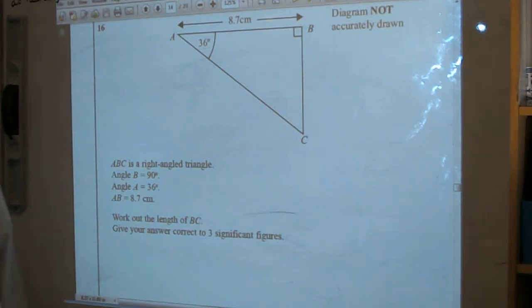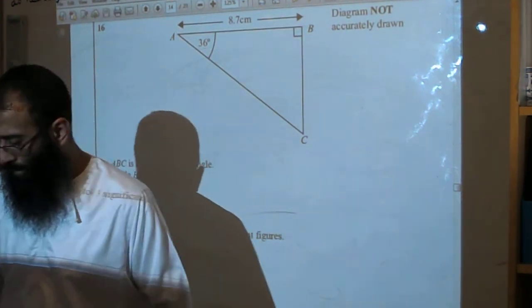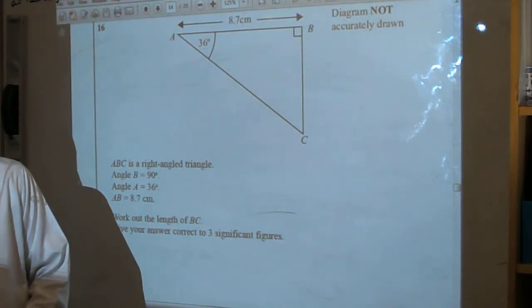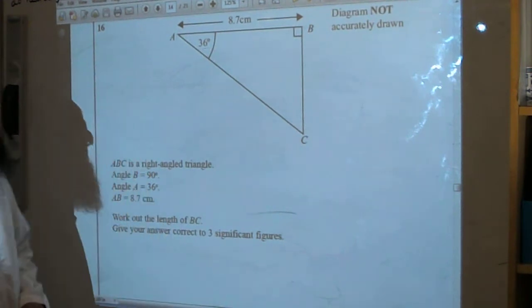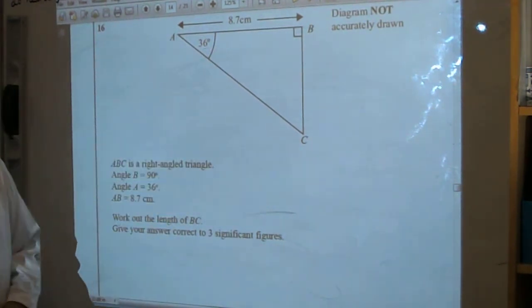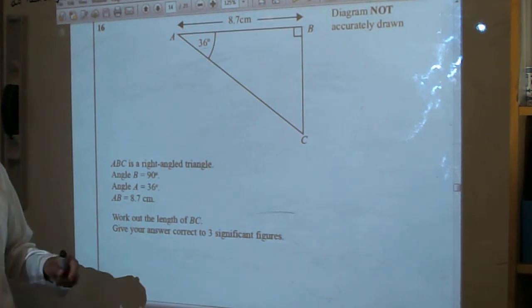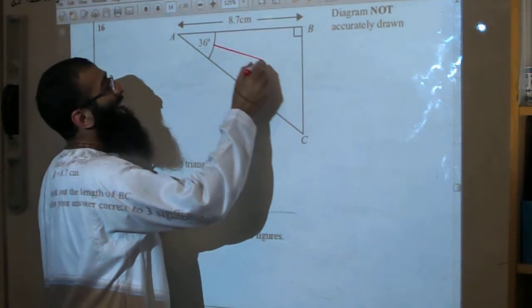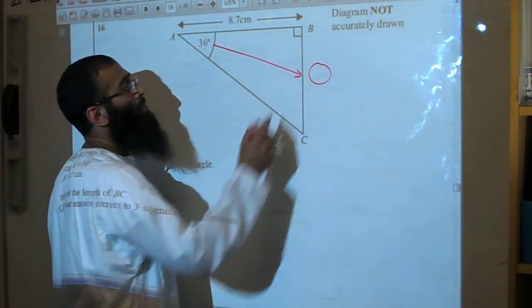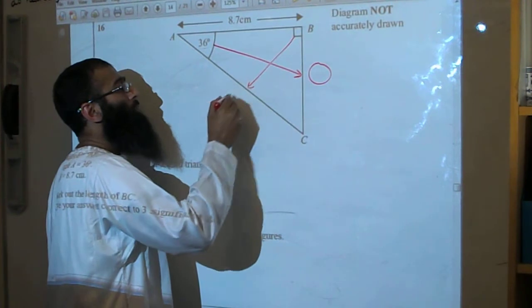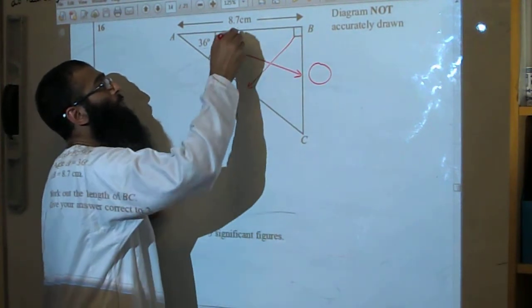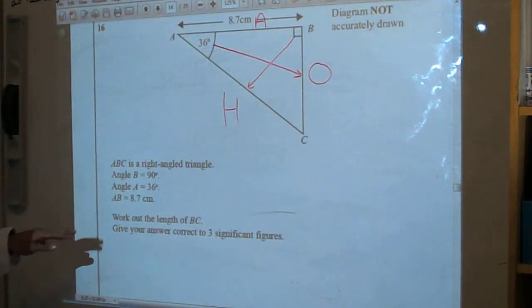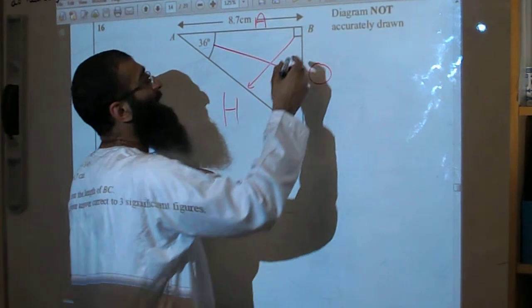Question number 16. Work out the length of BC. What kind of question is this, folks? This is a right angle triangle, so we're going to be using what? SOH CAH TOA. So opposite the angle is called the opposite. Opposite the right angle is called the hypotenuse. And the leftover side has to be the adjacent. Now, we need to work out the length of BC. We need to work out this length here.